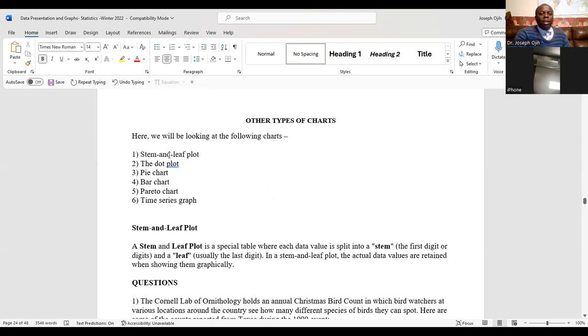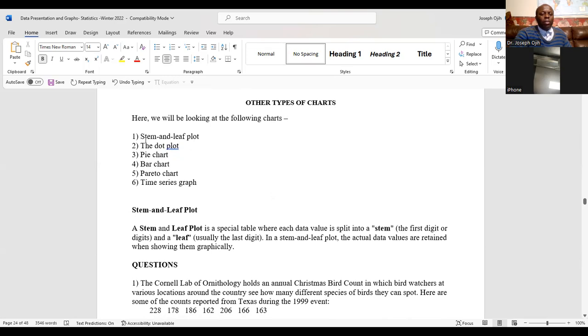Now, another type of chart, we're going to look at the stem and leaf plot. We're not going to do dot plots. I'm going to remove this dot plot here. You know what? I'm going to leave it because I'm going to use this for another class. So I might need the dot plot, but we're not doing it for this class. Then pie charts, bar chart, Pareto chart, and time series graph. Let's look at the stem and leaf plot.